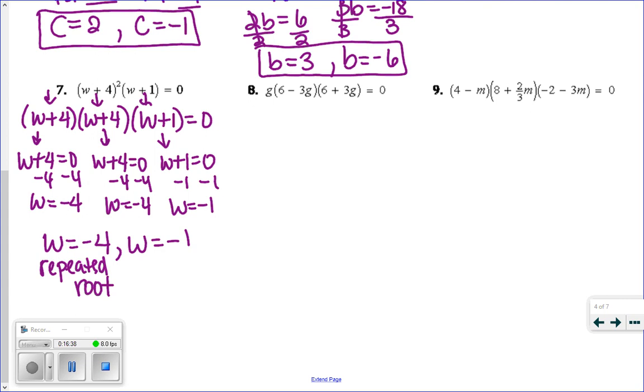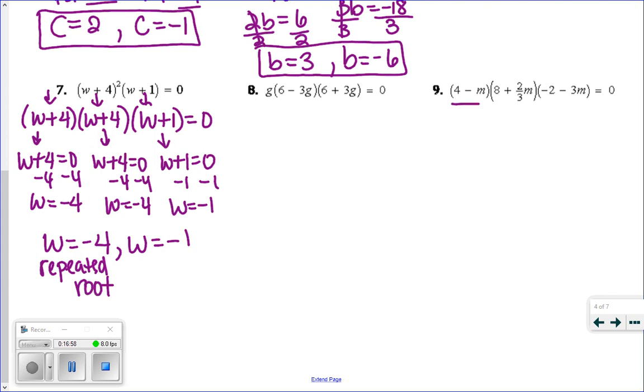So hopefully you feel pretty comfortable with that. Let's try number 9, and we'll finish off with that one as far as just the regular practice, and then we'll try a couple word problems. So on number 9, same thing, right? My left side is factored, and it is written as just the product of factors, things being multiplied. And the right side is 0, we're good to go.